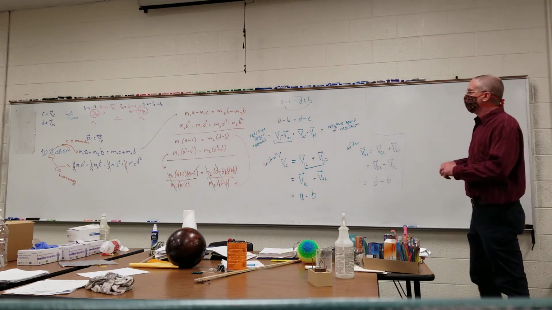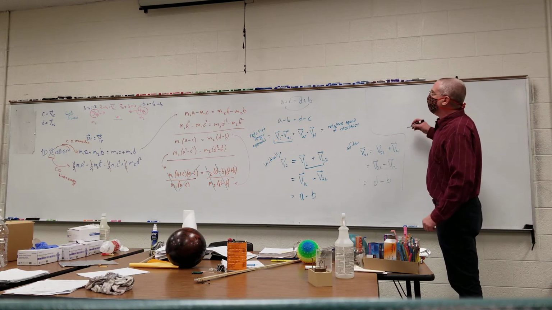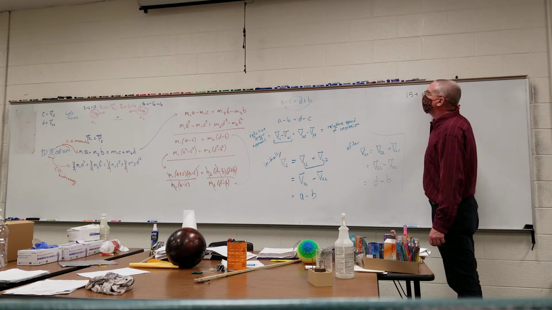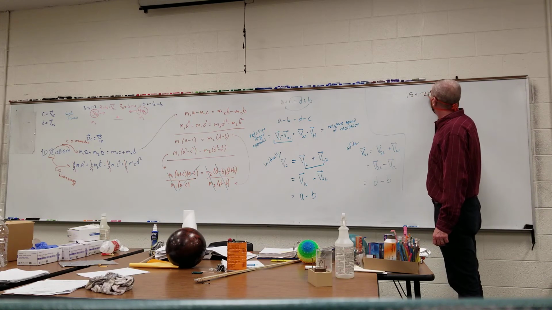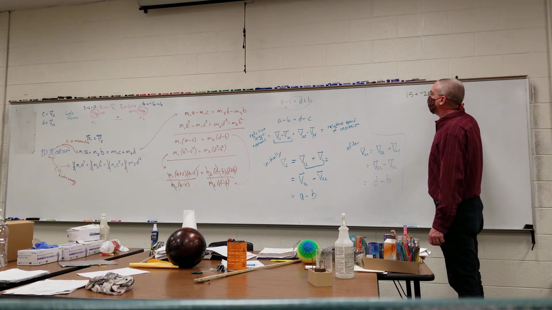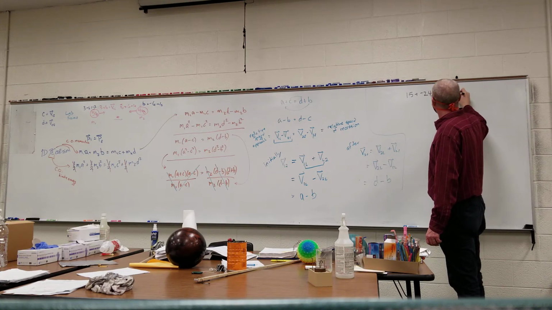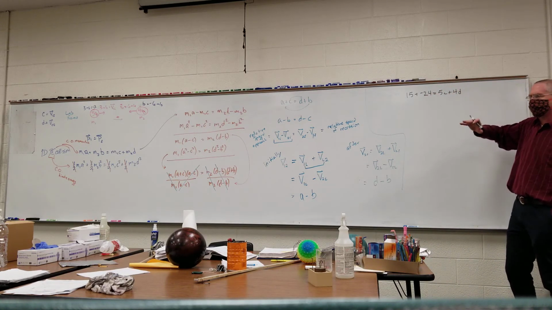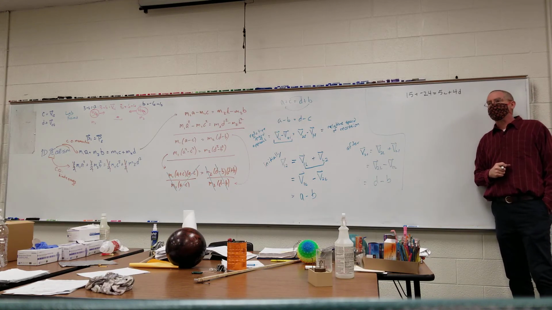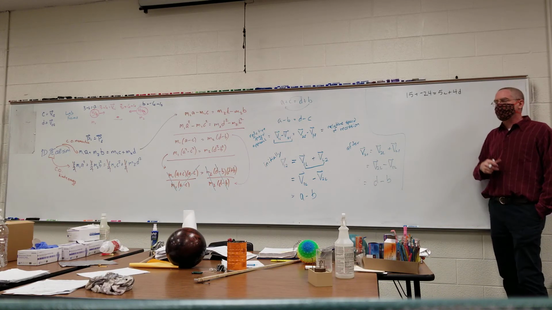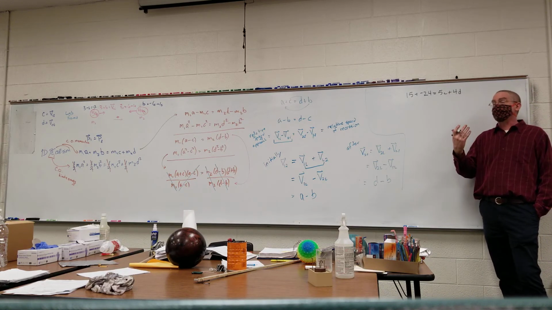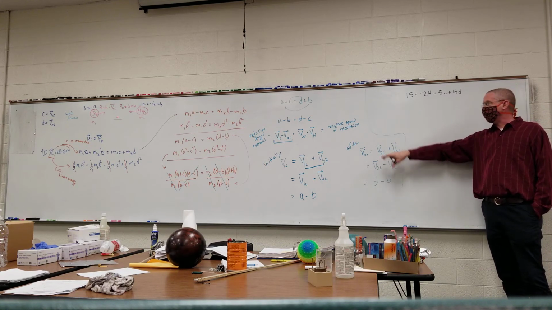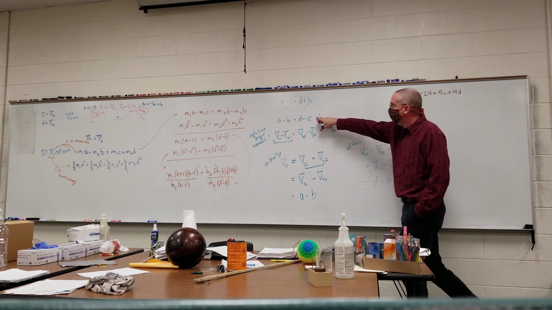So momentum's conserved. So we have 5 times 3 plus 4 times negative 6 is equal to 5c plus 4b. This is just the conservation of momentum equation. We would have written this up yesterday also. The second equation, Thursday, we did the conservation of kinetic energy. We don't need to do that anymore because we have an alternate variation based upon it.